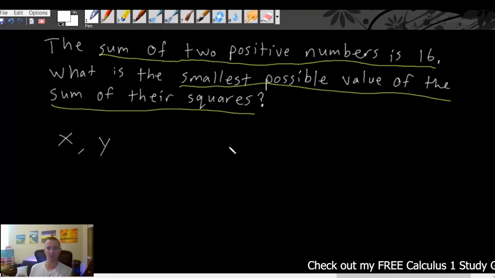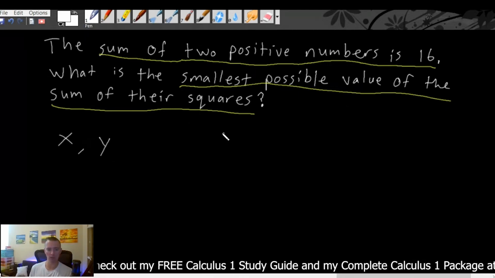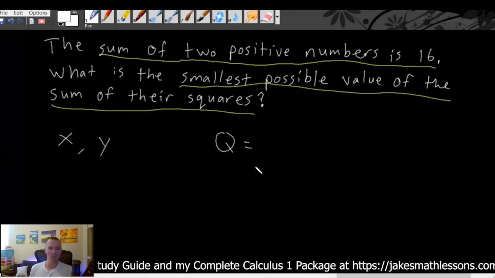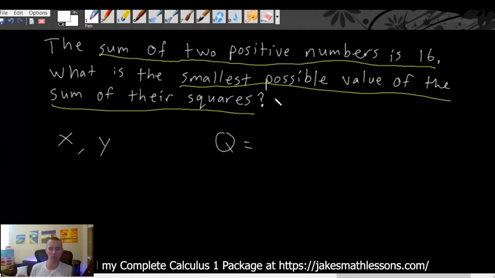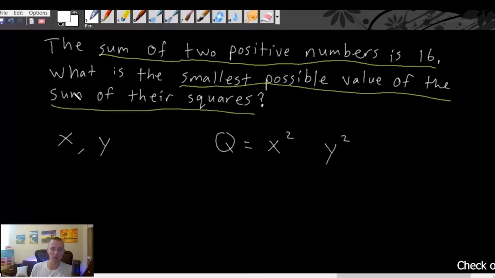Then the third step to these optimization problems is going to be to write out our equations. First, we have the equation that we're trying to optimize. We have some quantity, which we'll call Q, which we want to make either as big as possible or as small as possible. In this case, the thing we're trying to get as small as possible is the sum of their squares. The square of x is x squared, and the square of y is y squared, and we're trying to make their sum as small as possible. So x squared plus y squared represents the sum of their squares.